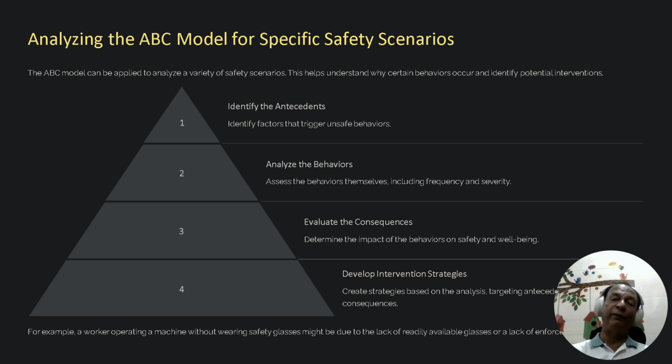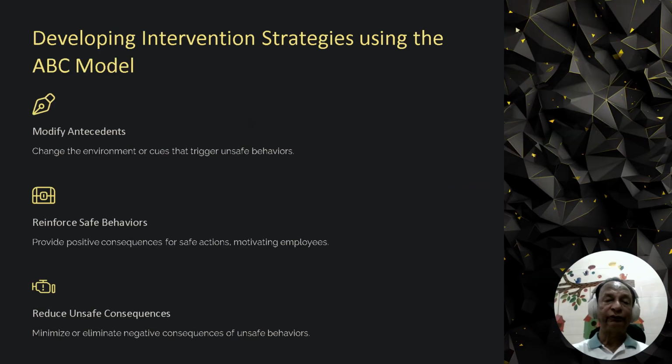Now analyzing the ABC model for specific safety scenarios. Like the Hendrix triangle, there is also a triangle which says that the first step is to identify the antecedents, analyze the behavior, evaluate the consequences, and develop intervention strategies. So that is how we will be going.